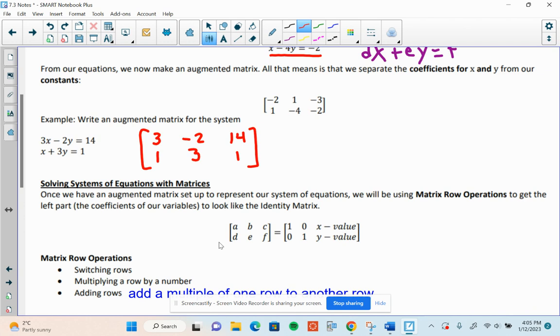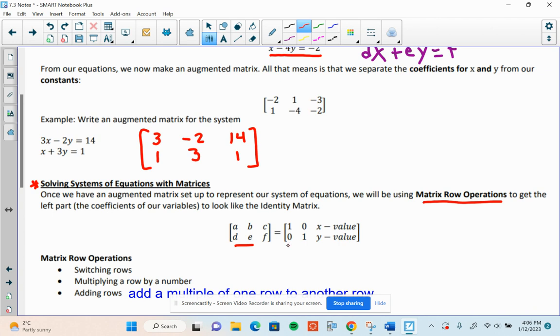Okay, now we're going to talk about how to solve a system of equations, solving systems of equations using these augmented matrices. So what we're going to do is we're going to use some matrix row operations. Sometimes they're called elementary row operations, to turn the left part of our augmented matrix. So right here we have our A, B, D, E, the coefficients of x in the first column, the coefficients of y in the second column.